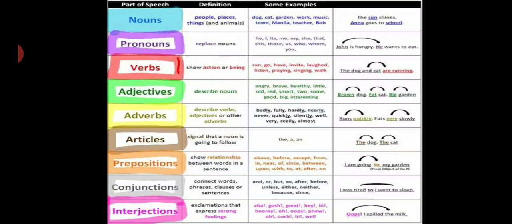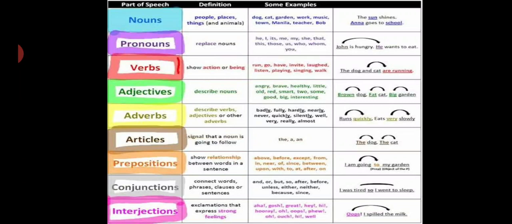Fifth part of speech is adverb. It describes a verb, an adjective, or an adverb. That means it tells more about the verb, adjective or adverb. Some adverbs are badly, fully, hardly, nearly, never, quickly, silently, well, very, really, almost.